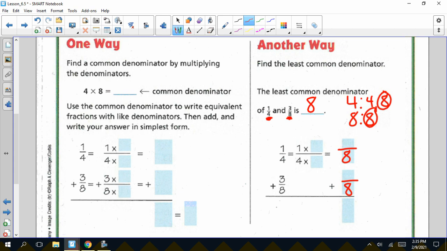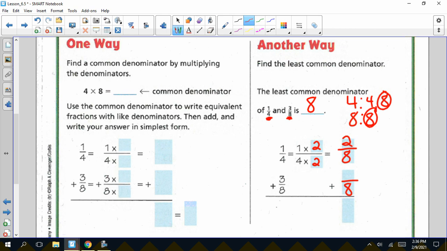The step 2 to our problem then is to make equivalent fractions. So you have to ask yourself, what did I do to the bottom to get our new common denominator? Well, for 4, we take 4 times 2 to get 8. And whatever I do to the bottom, I have to do to the top. So I'm going to take 1 times 2 and get 2.